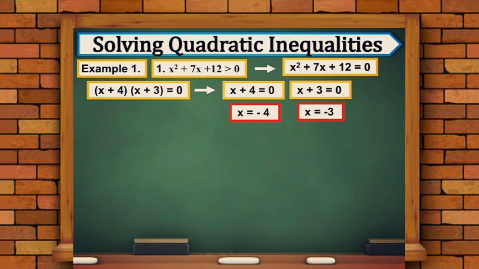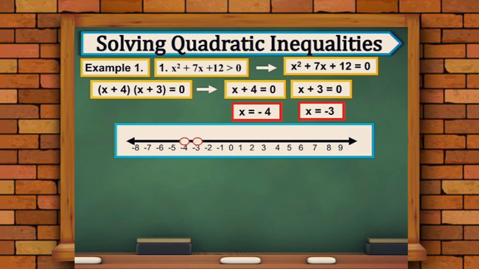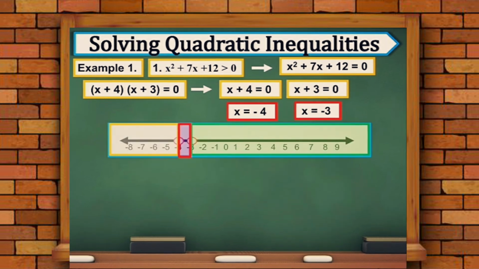Then, we will plot our roots to our number line. Open circle in -4 and -3. So, it means -4 and -3 is not part of the solution. As we can see, our number line is divided in 3 regions: left side, middle, and right side. Actually, in solving this, you need to choose test points in every region. But in here, the thing I will show you is only a shortcut.